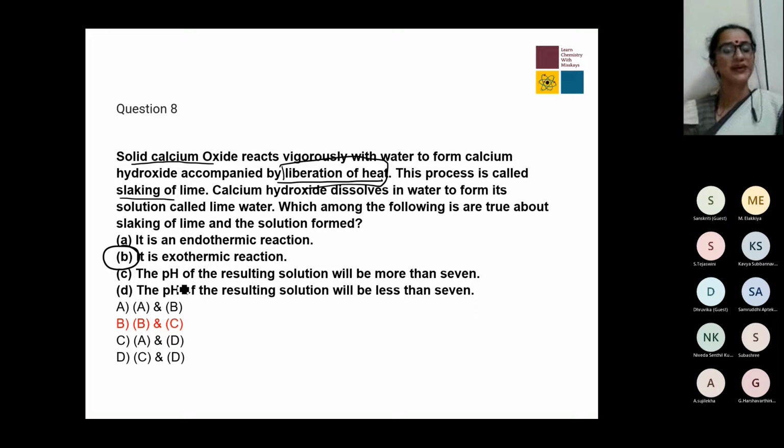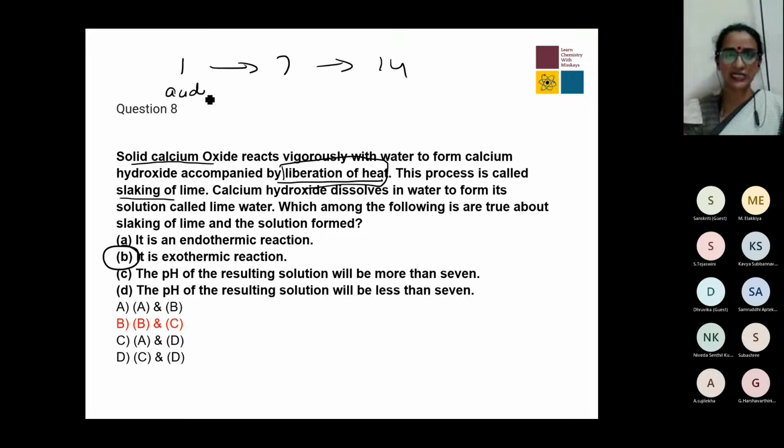Okay. Next, the pH of the resulting solution will be more than 7 or less than 7. Now, I know you basically do a lot of the pH concept in the second chapter, which is acids, bases, and salts, but I'm going to hope that you've done it and bring it in here. So our pH basically works as 1 to 7 to 14, where 1 is highly acidic, 7 is neutral, and 14 is highly basic. So we go from highly acidic, less acidic, less acidic, less acidic to neutral. From neutral, more basic, more basic, more basic to highly basic, which is 14.